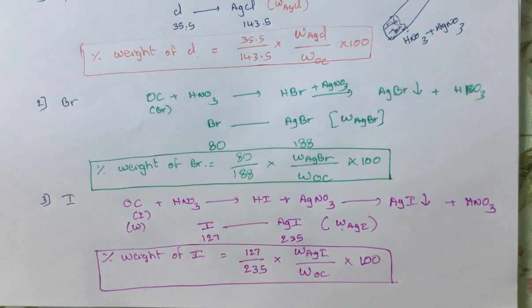Okay. So in this way, by using Carius method, we can determine sulfur, phosphorus, chlorine, bromine and iodine.